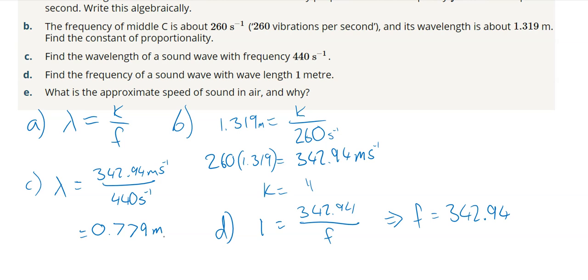Oh, that's a good question. Yeah, so is the speed of sound a constant? Is the speed of sound a constant? Depends on the atmosphere, right? Yeah, no, it's a good question.